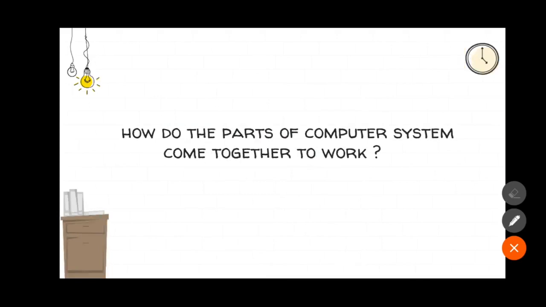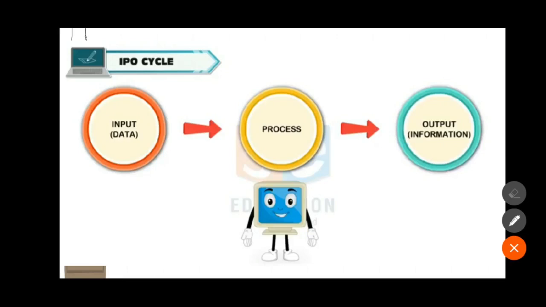To do any work on a computer, we have to follow these three simple steps. Step 1, input. Step 2, process. Step 3, output. This is called the IPO cycle. I means input, P means process, and O means output. We can use a simple example from our daily life to understand the IPO cycle.